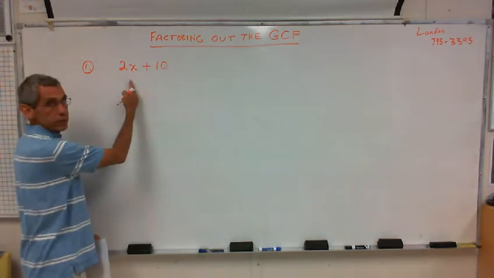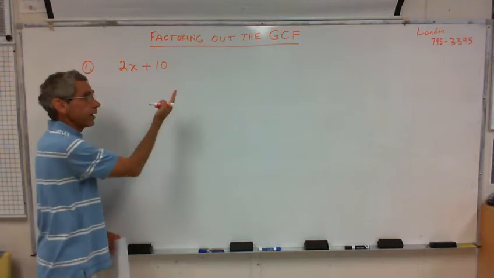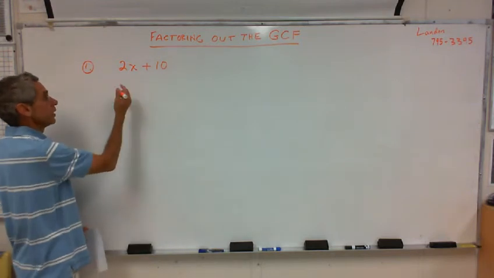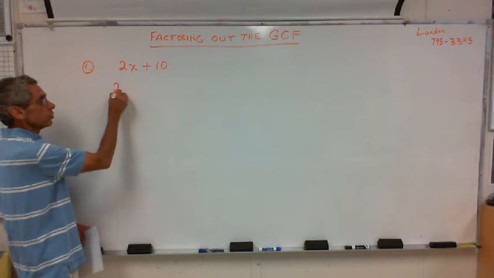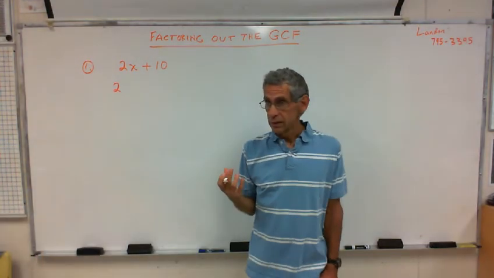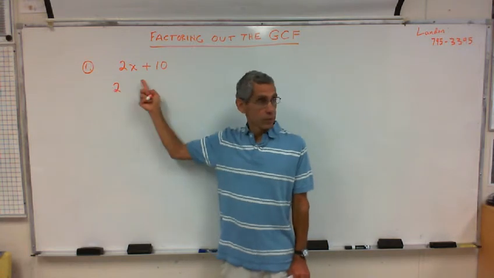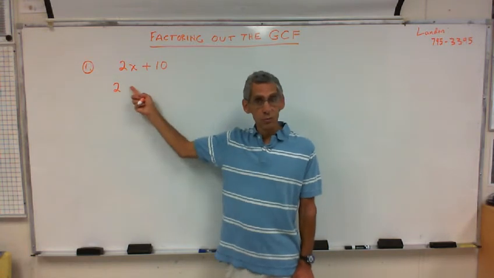And then what about x's? Could I take an x out of this one? No, I can't, because 10 doesn't have an x, right? So I can only take out a 2. 2 is my greatest common factor. Is that clear? That is the only factor that's common between these two terms.